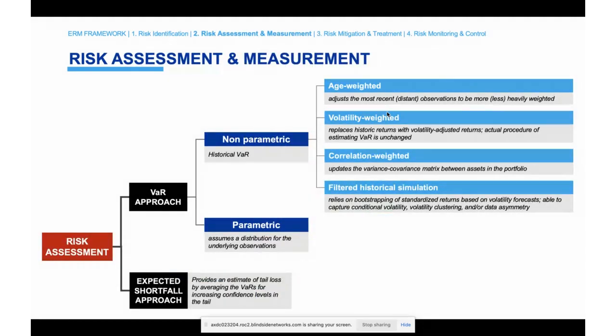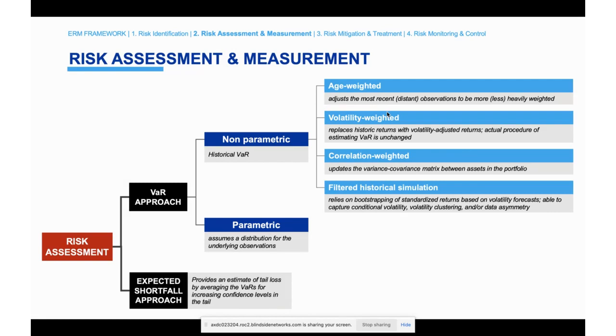So the second step after we identify the risk is we assess and measure it. Because we identified that market risk is the main risk here, to assess the market risk there are two main approaches. The first is the VAR, value at risk, and the second is expected shortfall. In VAR, we have two ways to do it: non-parametric and parametric. Non-parametric is also called the historical VAR.